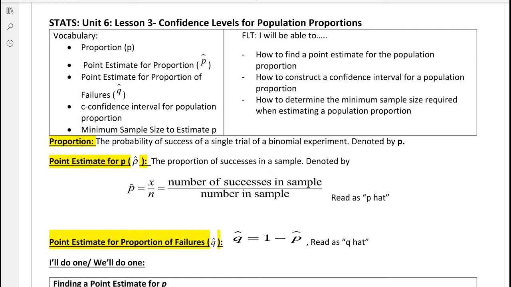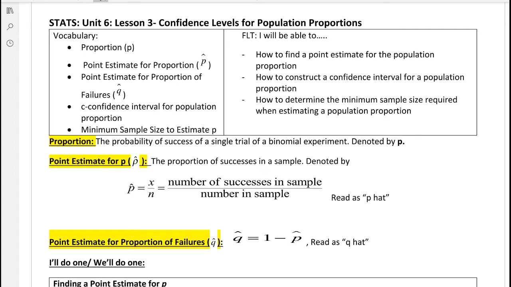We did this back when we were doing binomial experiments. P was the probability of success for a single trial of a binomial experiment. And remember, a binomial experiment was just a success or a failure, heads or tails, yes or no type of question. So the proportion is still just a percentage, and for the population proportion, we denote it with P.